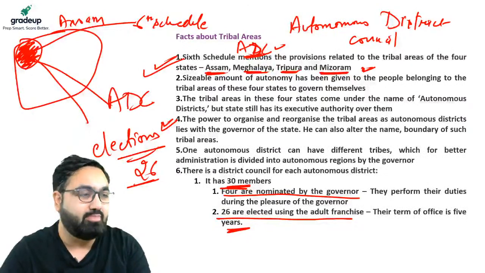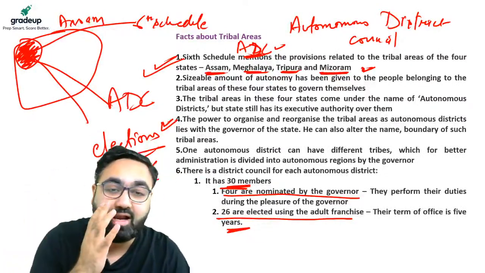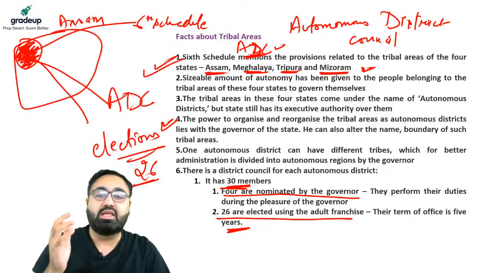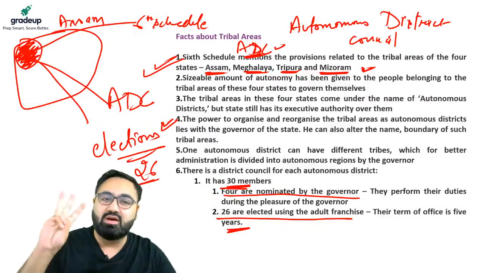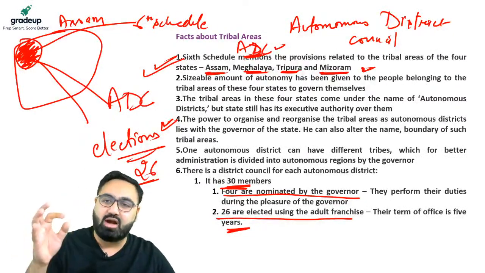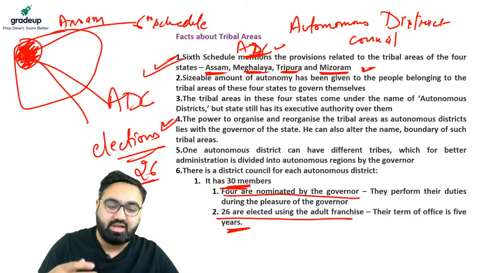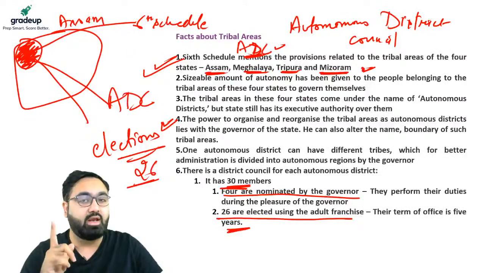Assam has autonomous districts. Tripura has autonomous districts. Mizoram and Meghalaya have autonomous districts. These are the autonomous districts which can make their own laws. They have 30 members in each. Remember, in the 5th schedule, we had the Tribal Advisory Council. That only had the power to advise the state government. They could not make their own laws.